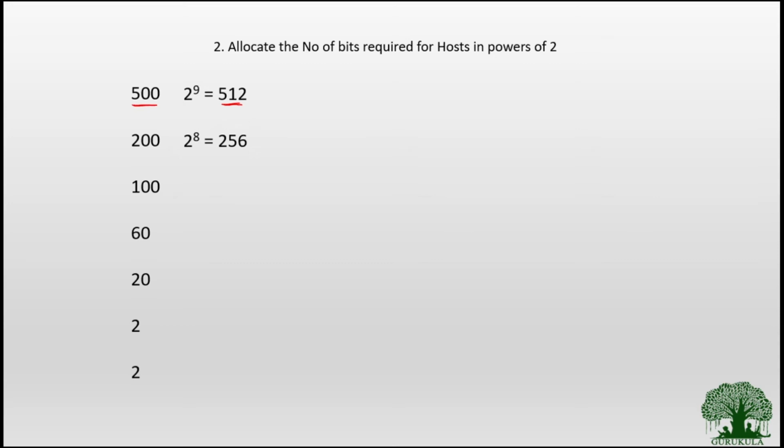Similarly, you will have to do it for the other requirements as well. We cannot go for exactly 200 systems or 200 IP addresses. We will have to go for a 256 block. And for 100 it is 2 power 7, which gives us 128, and for 60 it should be 2 power 6, which is 64, and for 20 you cannot divide exactly, but you can use 2 power 5, which is 32, and 2 power 1 gives you 2, but still there is a limitation.